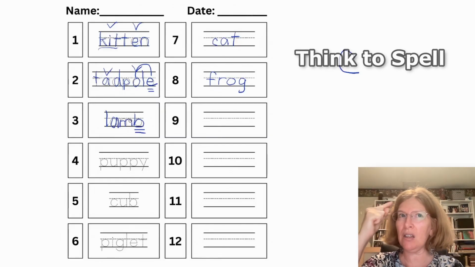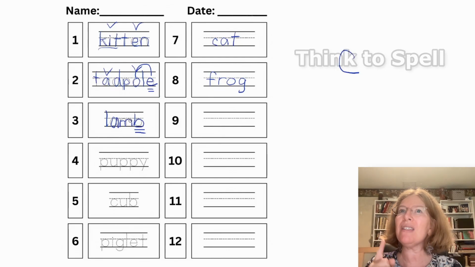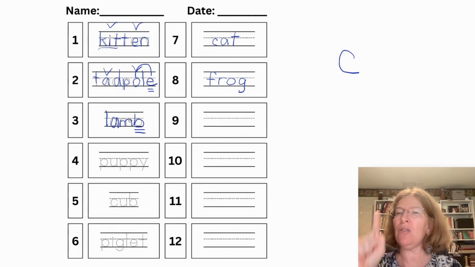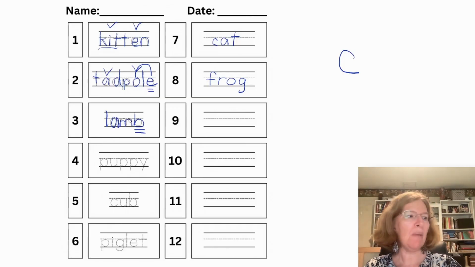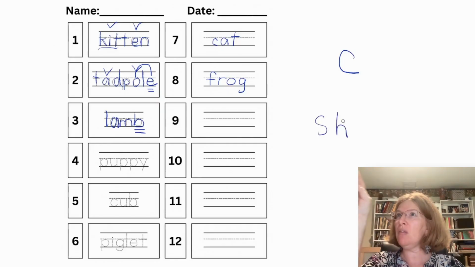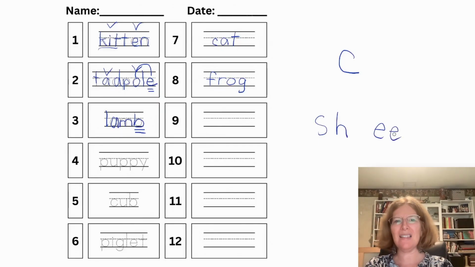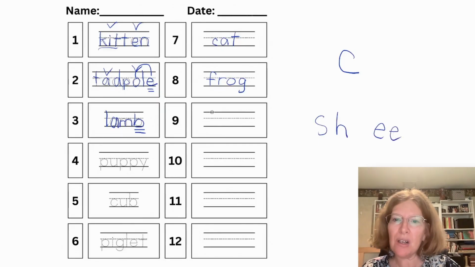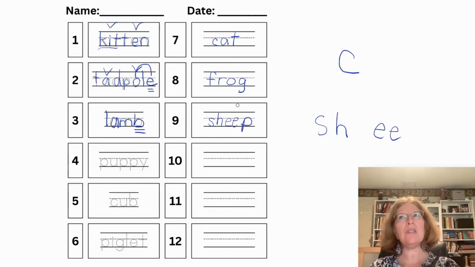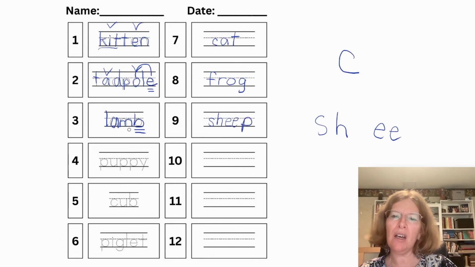Now, sound it out first. I want you to think to spell. Hold up your fingers each time you say a sound. Sh, eep. Good. Now remember what makes the sh sound, and I write it on the board or point to it on my charts. And E-double-E always says E. Okay, now sound it out. Sh, E, p.